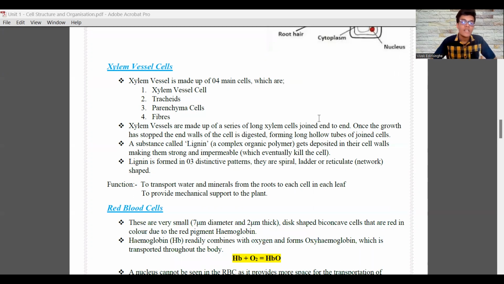Then a substance called lignin, which is a complex organic polymer, gets deposited in the cell walls, making them strong and impermeable, which of course eventually kills the xylem cell. Lignin is formed in three distinctive patterns: spiral, ladder, or reticulate. The functions of the xylem vessel are to transport water and minerals from the roots to each and every leaf in the plant and to provide mechanical support to the plant.